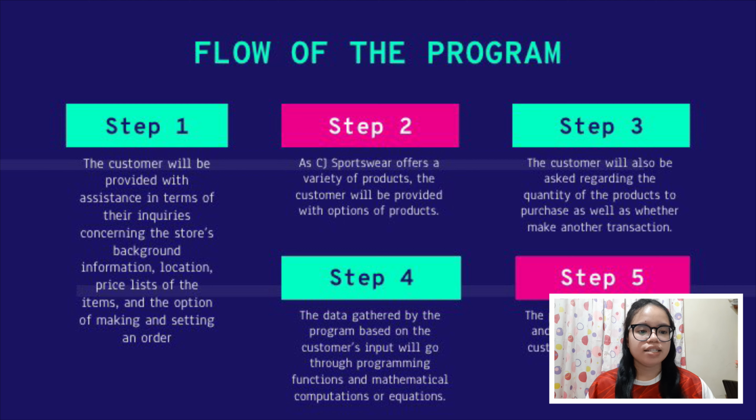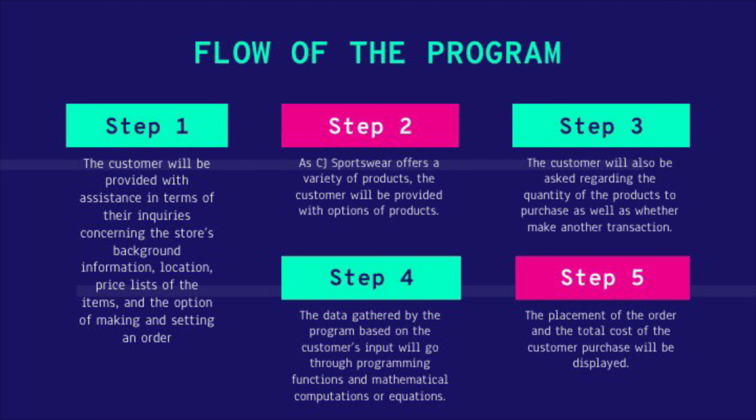Step 2. As CJ Sportswear offers a variety of products, the customer will be provided with options to choose from. Step 3. The customer will be asked regarding the quantity of products that he or she wishes to purchase, as well as whether to make another transaction or not. Step 4. The data gathered by the program based on the customer's response will go through programming functions and mathematical computations. Step 5. The placement of order and the total of the customer purchase will be displayed.